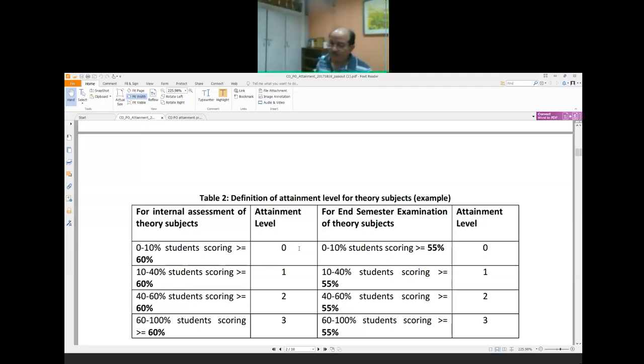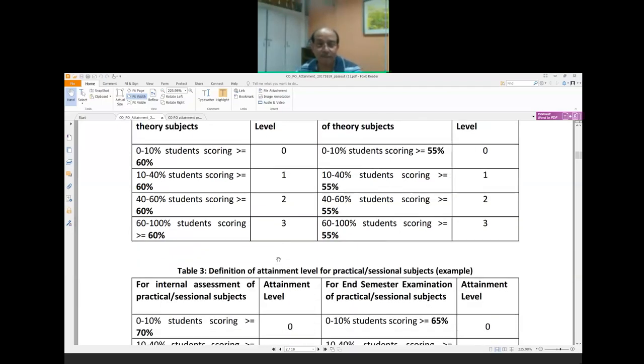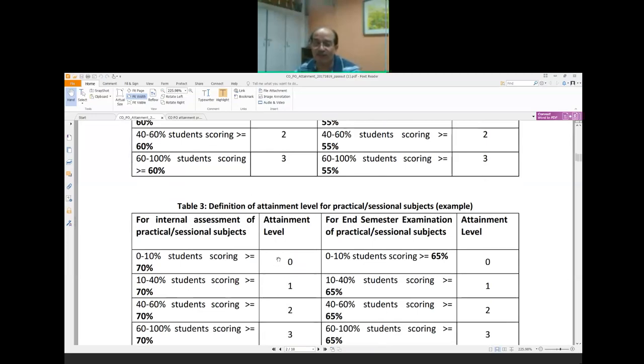Let's say one department feels mechanical engineering students are usually not of a very high quality. I'm not disparaging any students, that's only an example I'm trying to give you. I can say in case they score more than 50%, still I would like to give them the CU. So this is what a department level decision or an institute level decision can be. Usually it is an institute level decision. So this is my definition of an attainment level for the theory courses.